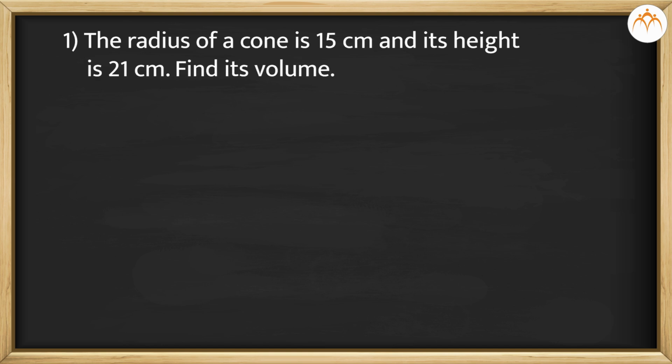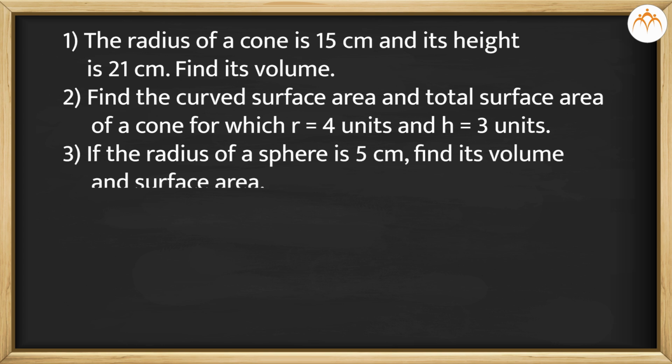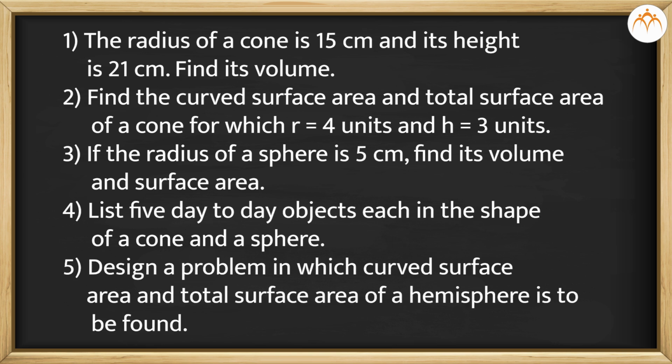Exercise. The radius of a cone is 15 centimeters and its height is 21 centimeters. Find its volume. Find the curved surface area and total surface area of a cone for which r is equal to 4 units and h is equal to 3 units. If the radius of a sphere is 5 centimeters, find its volume and surface area. List 5 day-to-day objects, each in the shape of a cone and a sphere. Design a problem in which curved surface area and total surface area of a hemisphere is to be found.